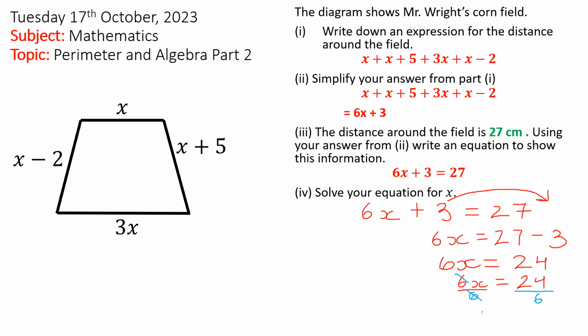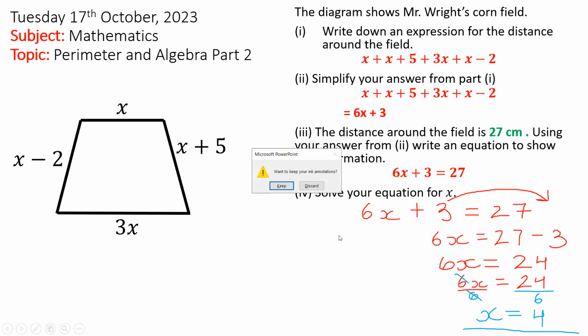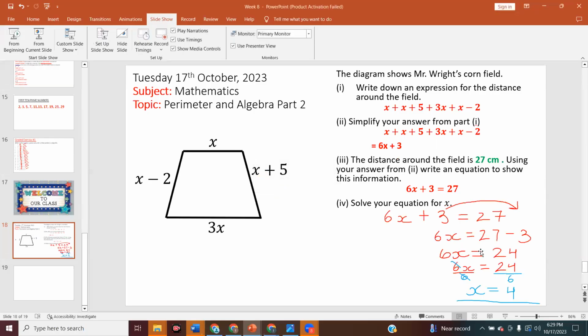So x is going to be equal to, what is 24 divided by 6? 4. Very good. So the answer is x is equal to 4. Okay. So that's how we get it. That's how we solve the equation for x.